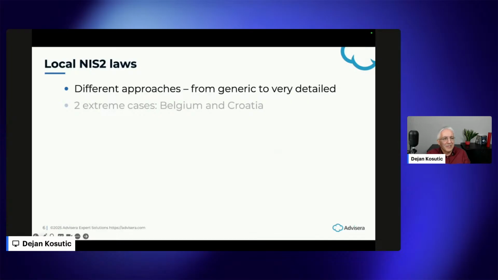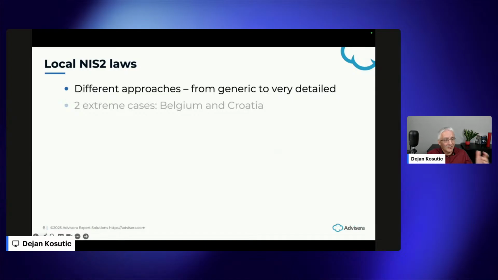So let me give you a little bit of a taste of how this looks, how these local NIS2 laws actually look, and where the problem is. Basically, the biggest problem is that there is no unified approach. All of these countries are publishing the minimum that is set in NIS2, but then they add a lot of other things on top of this.